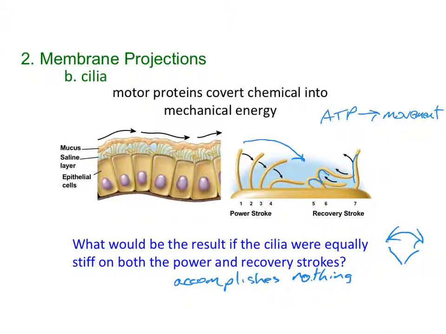So if the cilia doesn't bend over like it does here, then as it shifts back and forth, it's just going to push something back and forth and not really move it in one direction. Whereas this, with a power stroke and recovery stroke, allows it to move substances across the surface of the cell. So move it one direction.